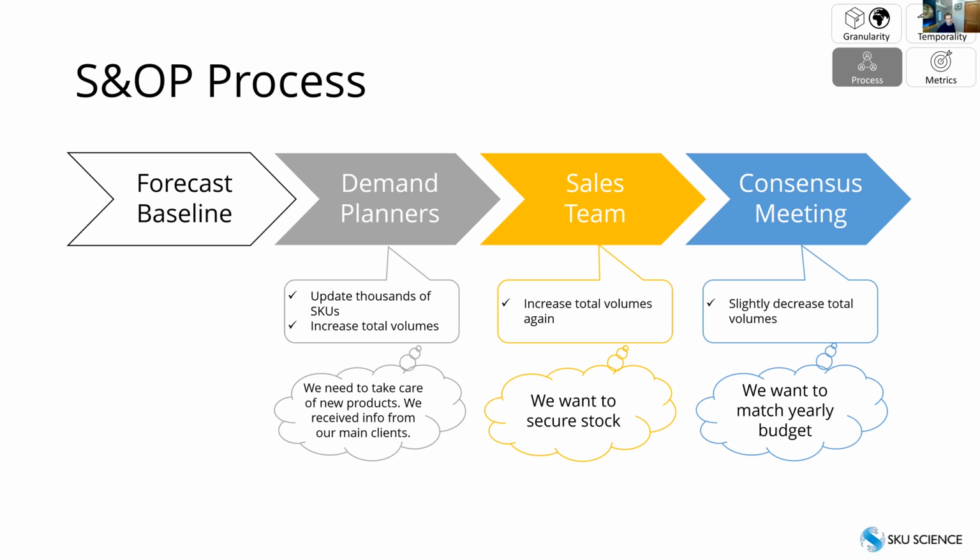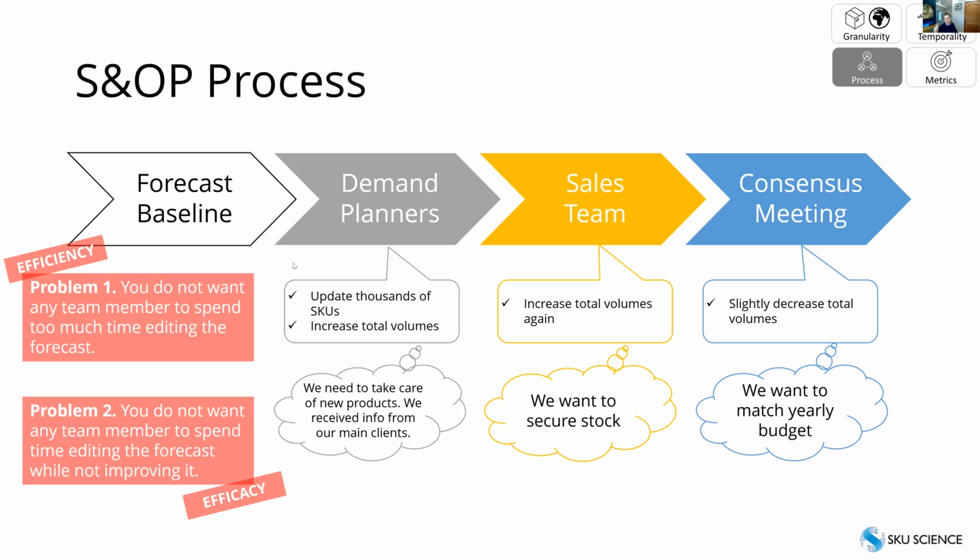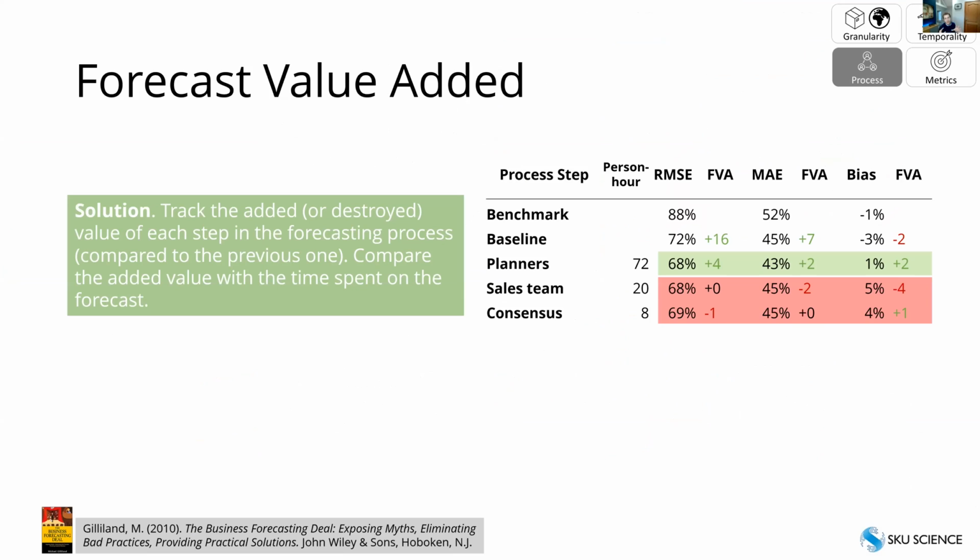So basically, to summarize, you want the team to have some efficacy, but also some efficiency. So how do we make sure that people do the right thing and that people don't spend too much time on it? Well, there is a framework called forecast value added. If you're interested, it was proposed in 2010 by Michael Gilliland in his book, the reference for which is here under the slide. A very nice book.